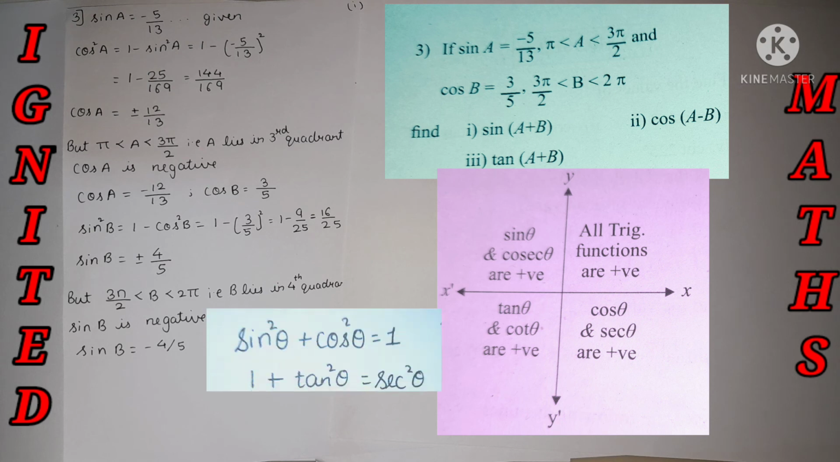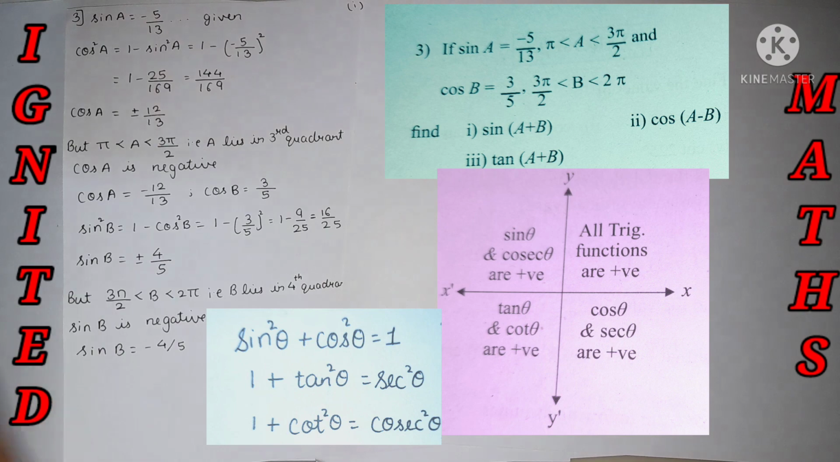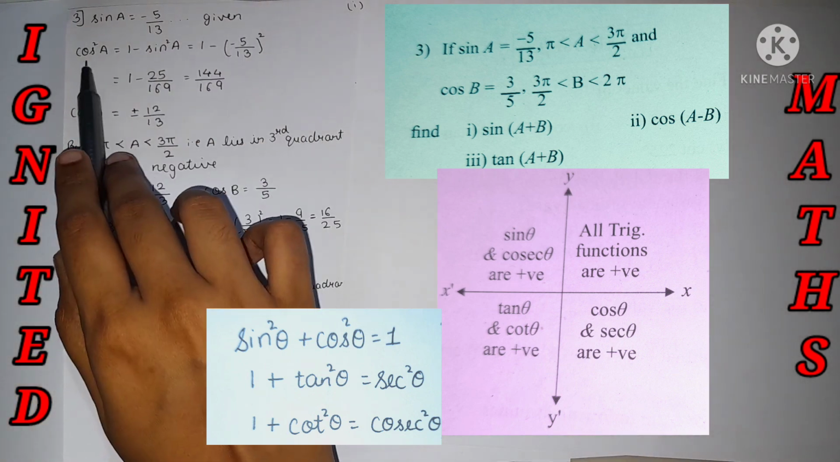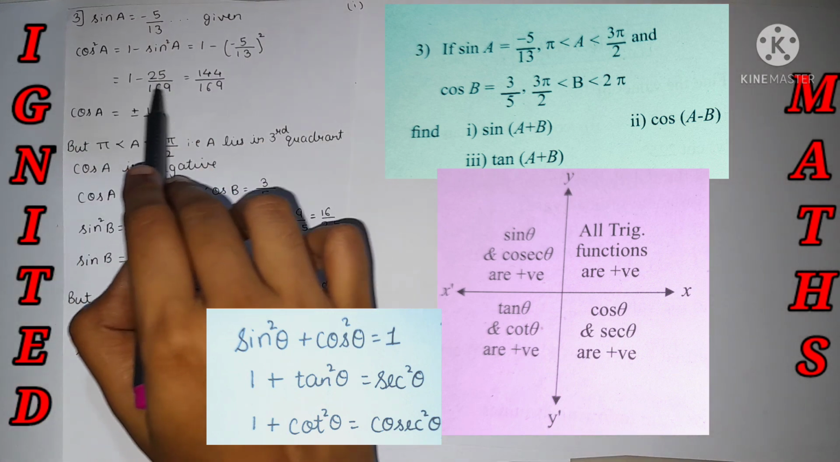Now with the help of sine we can find the cos, and with the help of the cos we can find sine. That is nothing but by using the trigonometric identities. Yes, it's nothing but sine square theta plus cos square theta is equal to 1. So with that formula we can prove it. Sine A is equal to minus 5 by 13, it's already given in the question. So can we find the cos A? Yes, can we find it?